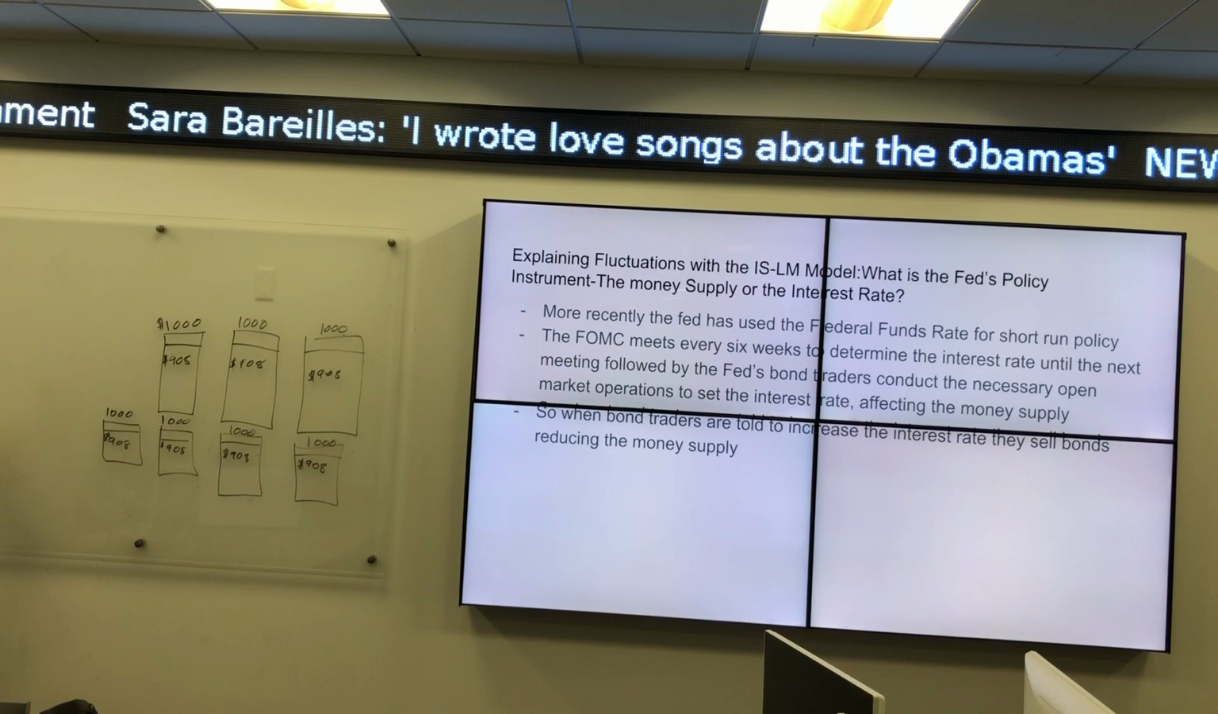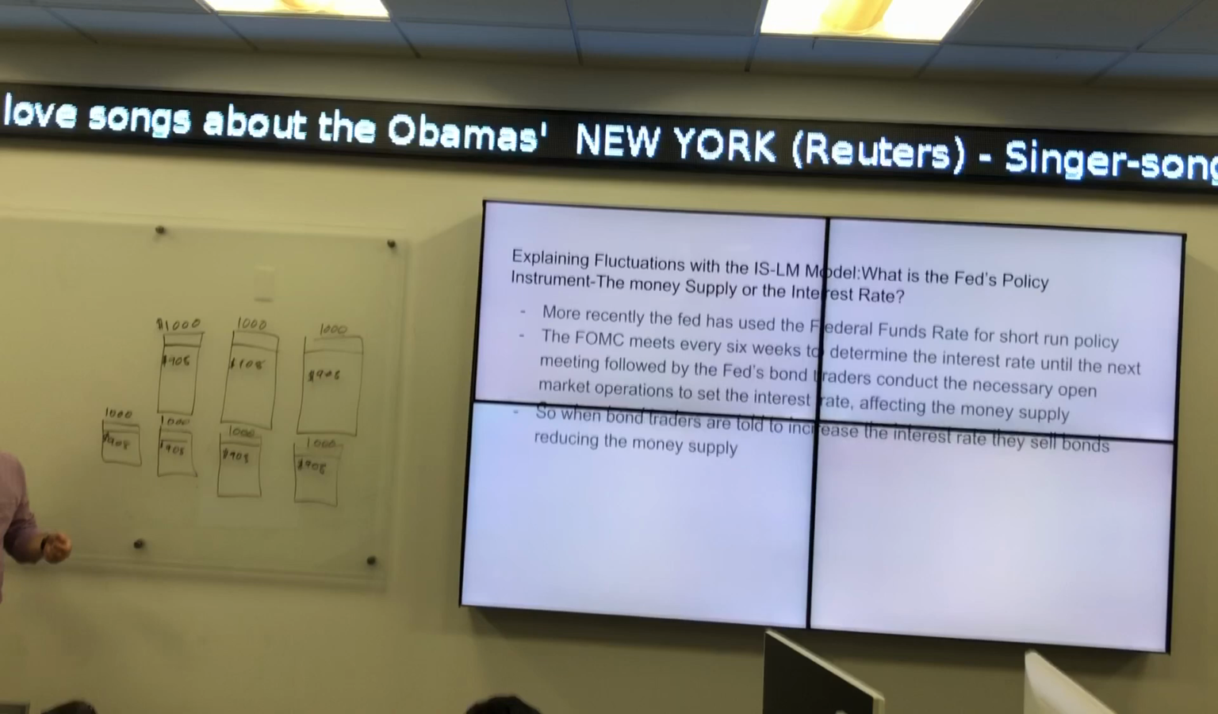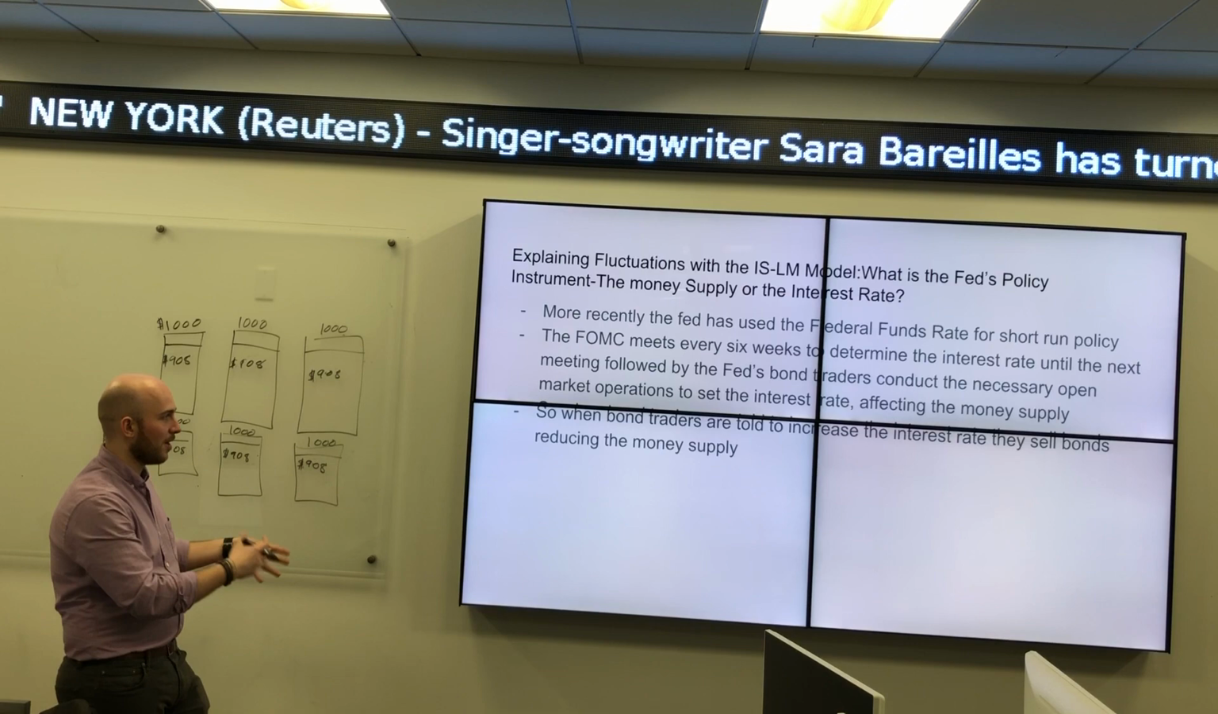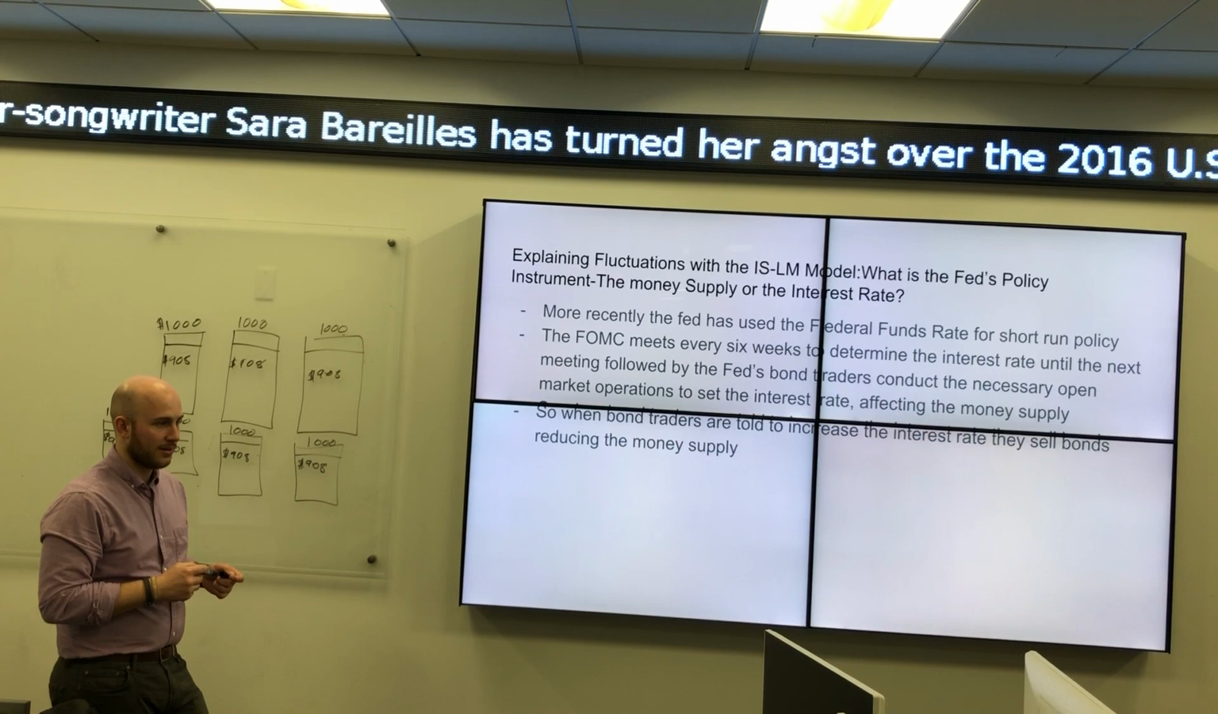But that's the idea. So as you increase the number of bonds, you reduce the money supply, because now you gave the Fed money. If you're the public, you give the Fed money, they hold on to it, you get a bond. Now that money cannot circulate. Does that make sense? More bonds, less money supply.